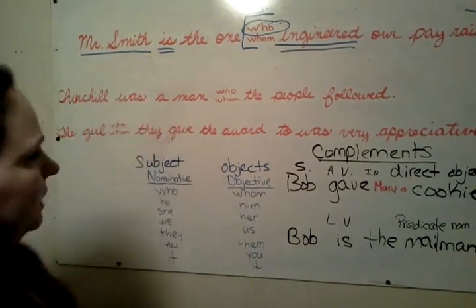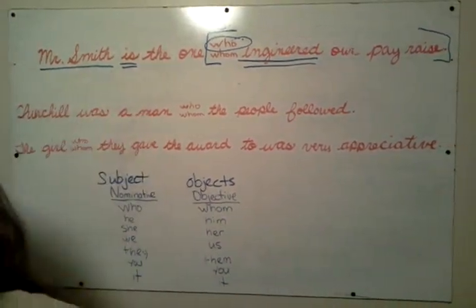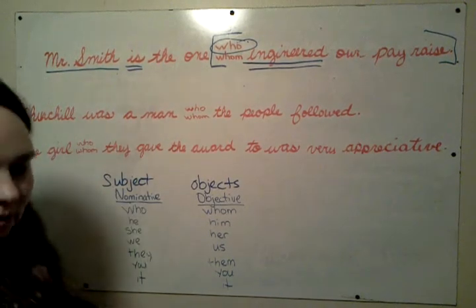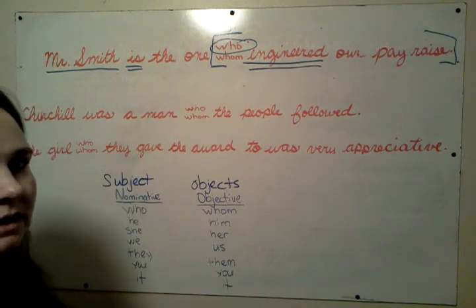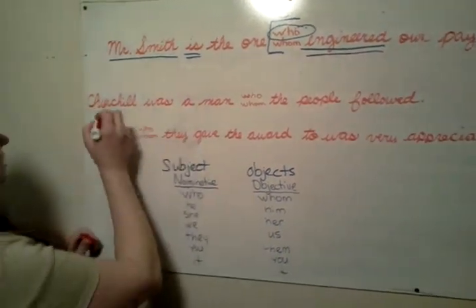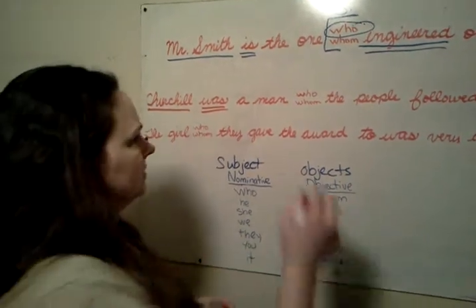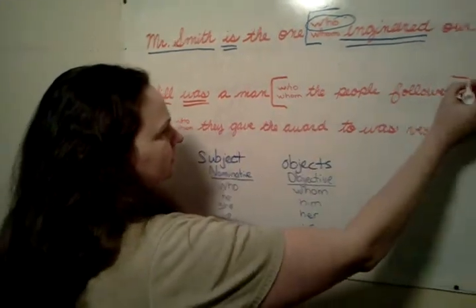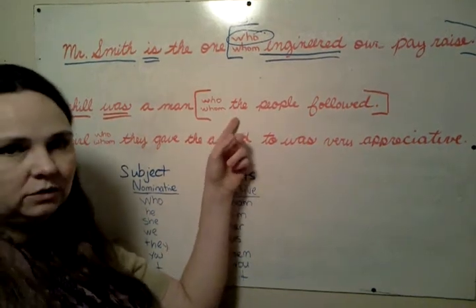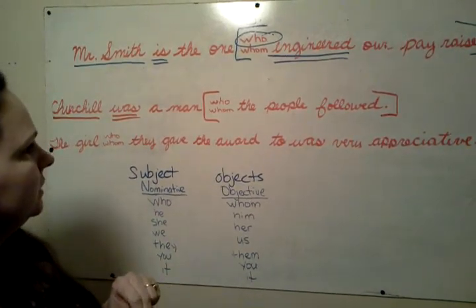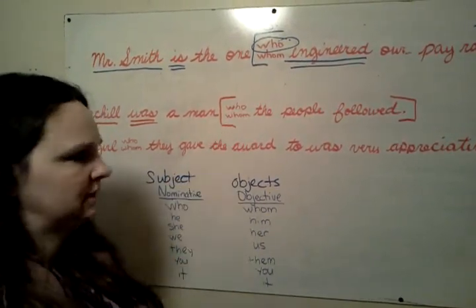Okay, so back to our sentences. Churchill was a man whom the people followed. In the whole sentence, the main subject and verb of the whole sentence is Churchill was. But we have a clause. This is a clause. It's a dependent clause because it can't be a sentence by itself. But it's going to have its own subject and verb. So, our job is to figure out what job these words are doing in this sentence.